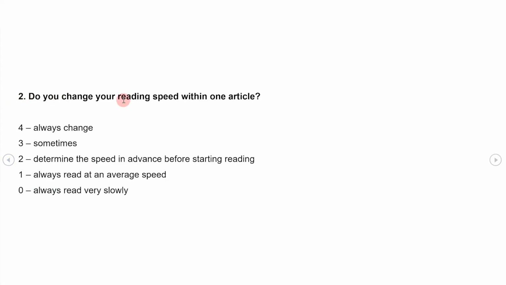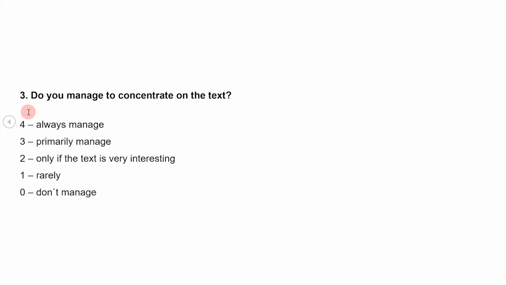The second question. Do you change your reading speed within one article? 4 points. Always change. 3 points. Sometimes. 2 points. Determine the speed in advance before starting reading. 1 point. Always read at an average speed. 0 points. Always read very slowly. The third question. Do you manage to concentrate on the text? 4 points. Always manage. 3 points. Primarily manage. 2 points. Only if the text is very interesting. 1 point. Rarely. 0 points. Don't manage.